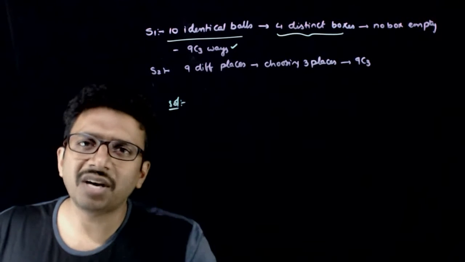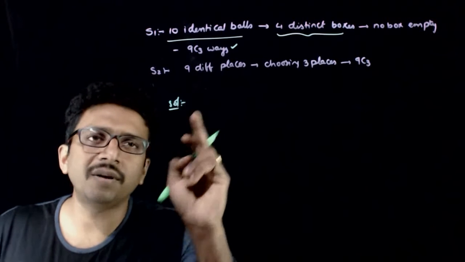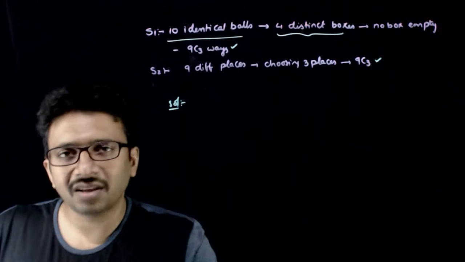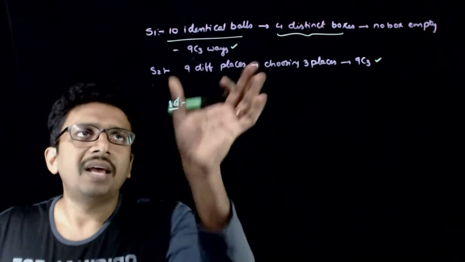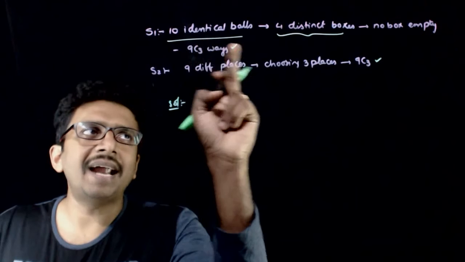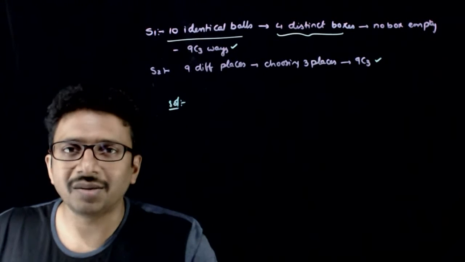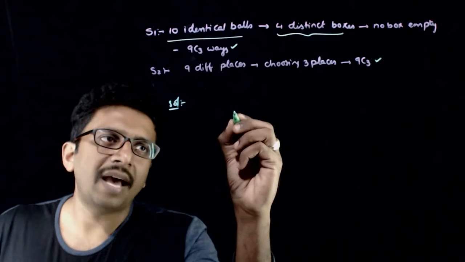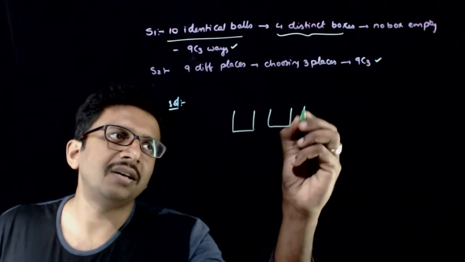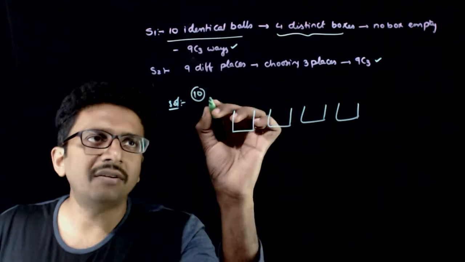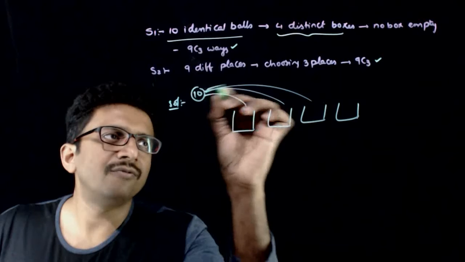The second statement is straightforwardly right, because if you have 9 different places, you can choose 3 different places in 9C3 ways. So this is a standard question. And if you take the first statement, 10 identical balls to be distributed in 4 distinct boxes so that no box is empty. So you have 4 distinct boxes and 10 identical balls, and you have to distribute them in these 4 boxes.